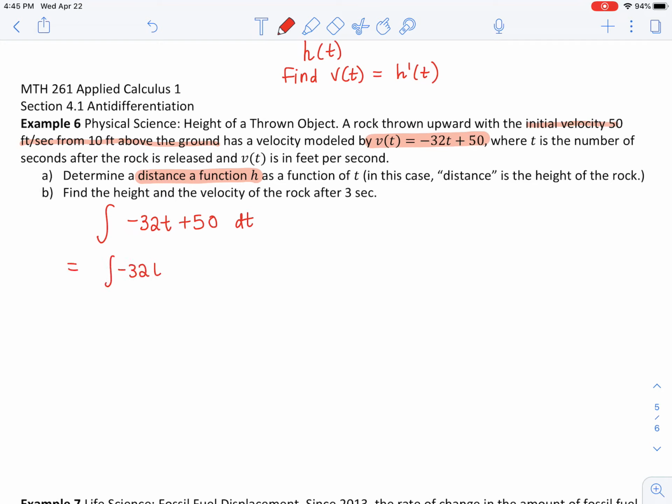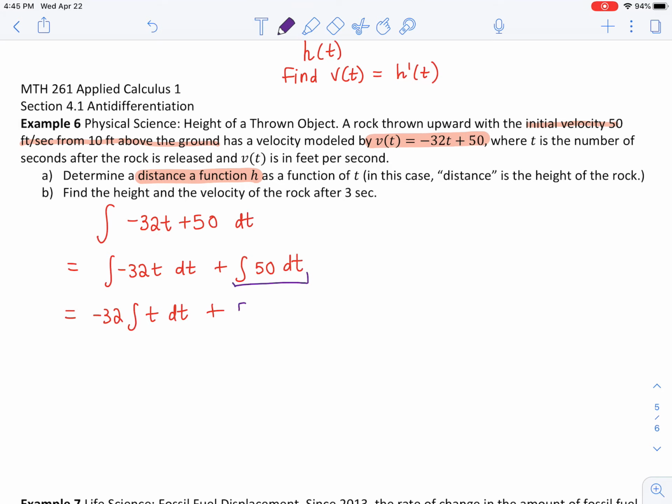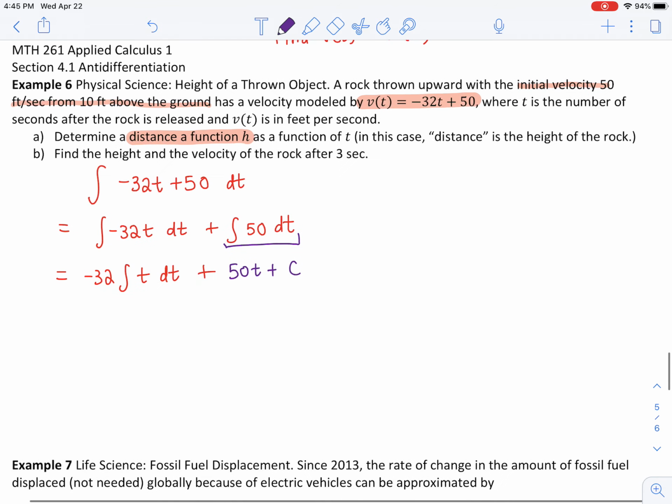So let's go ahead and find the indefinite integral of negative 32t plus 50, and please write dt after it. I'm going to separate these using my rules: the integral of negative 32t dt plus the integral of 50 dt. Then I'm going to pull out that negative 32 constant in front. And then I can evaluate. The integral of 50 dt is equal to 50t plus c, some constant c, right?